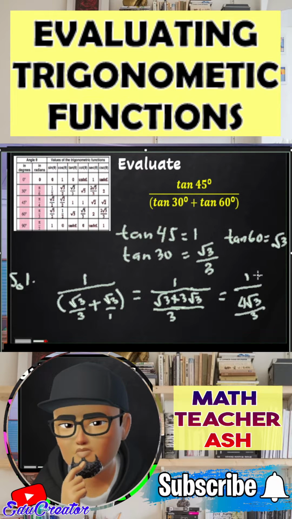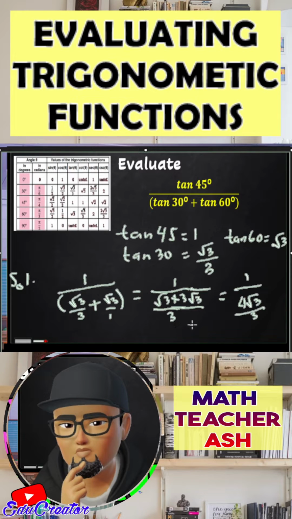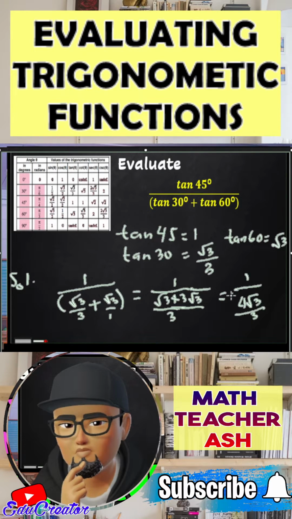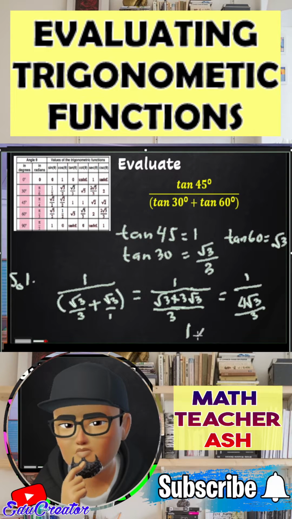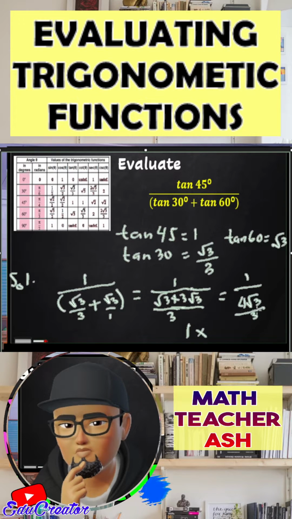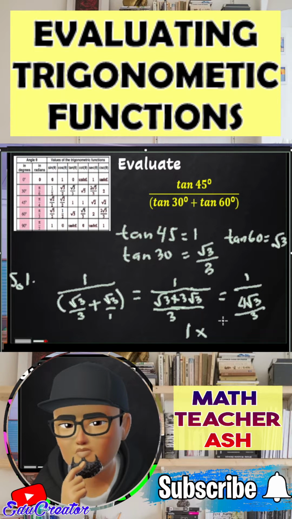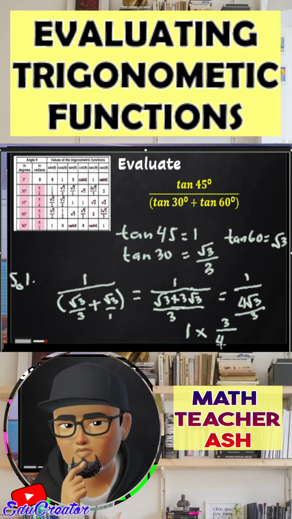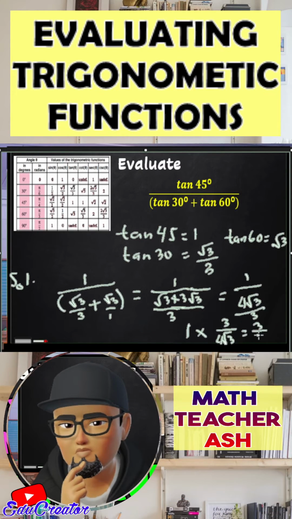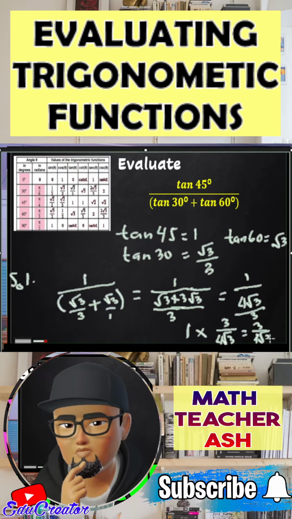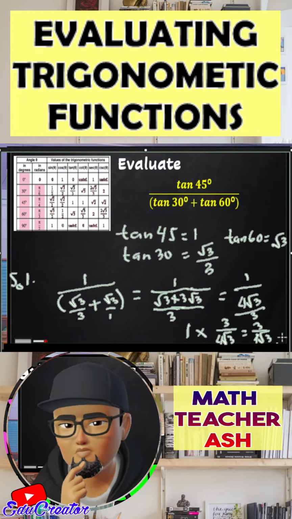So now, how will you do this one, my dear math learners? You follow the rule in dividing fractions. In dividing fractions, you just copy the numerator, okay? And then you multiply it by the reciprocal of this one. The reciprocal of 4 square root of 3 over 3 is basically 3 over 4 square root of 3. So the answer for that is 3 over 4 square root of 3. Now, my dear math learners, is this the final answer?